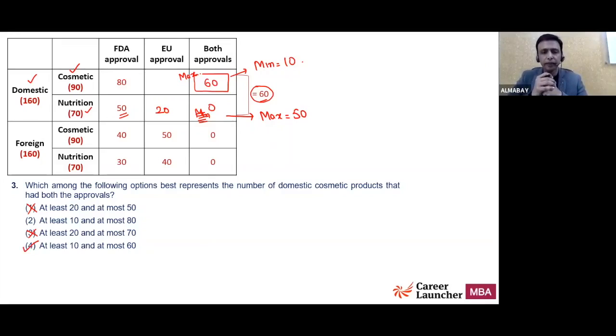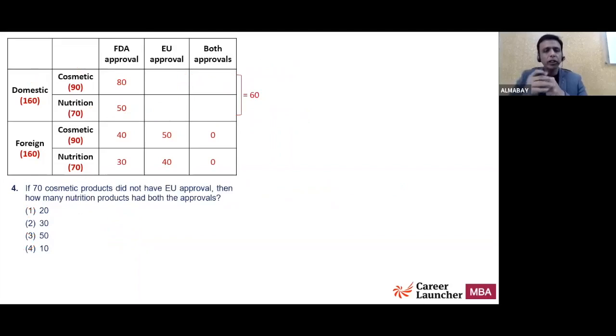Perfect. The fourth question. It was talking about 70 cosmetic products did not have EU approval. Logically understand. Now talking about cosmetic products. Did not have EU approval.